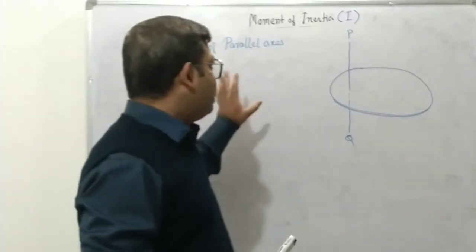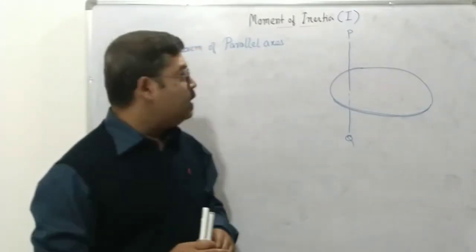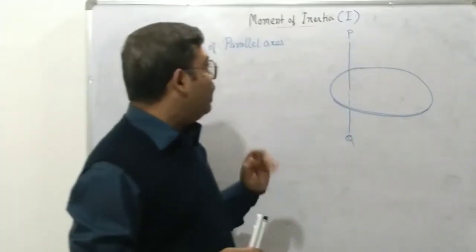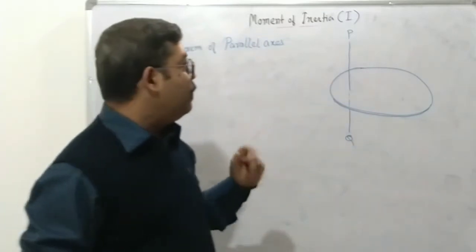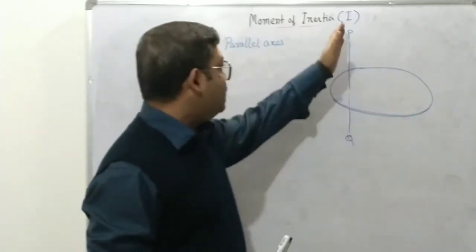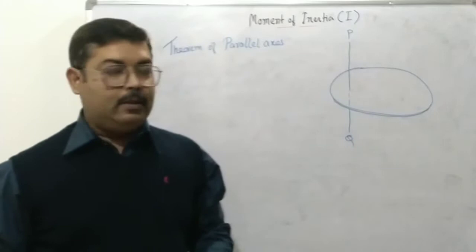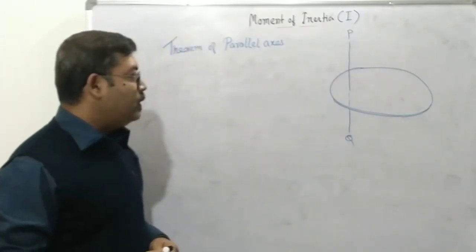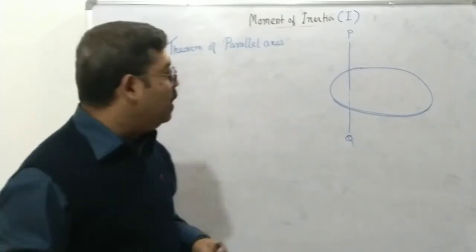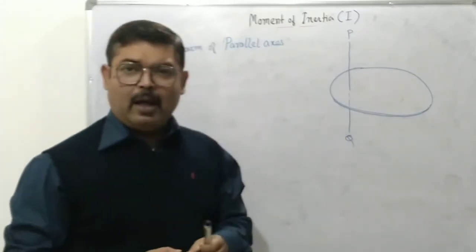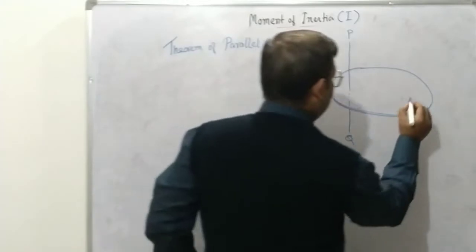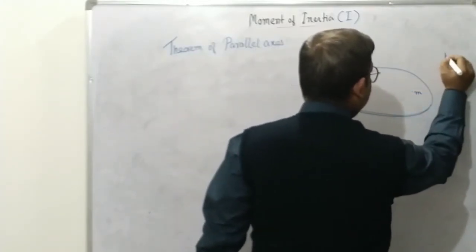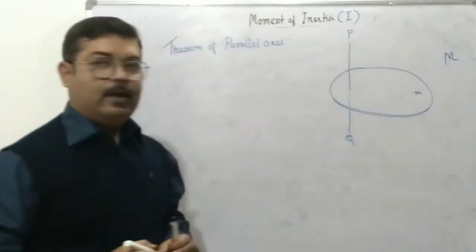So, what does this theorem say? First, let's consider we have a rigid body of mass m, and we want to find the moment of inertia of the body about an axis PQ, as shown in the diagram here. To do this, we will first try to find the moment of inertia of a mass particle somewhere, having a mass small m. Say capital M is the mass of the rigid body.